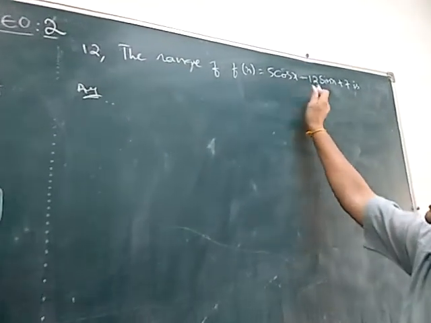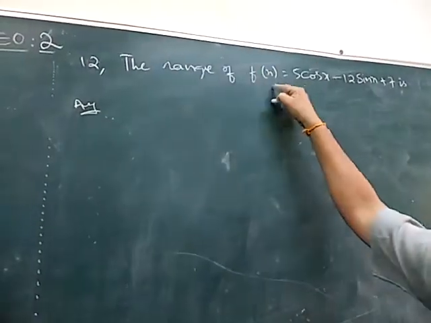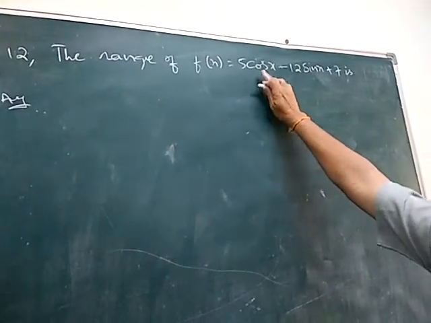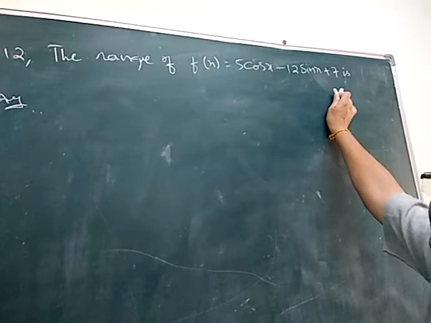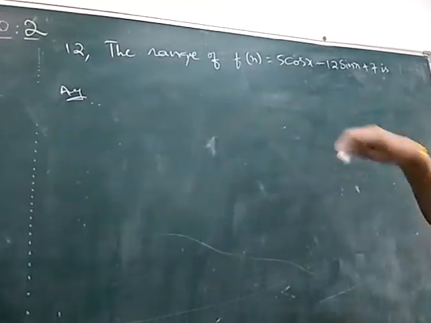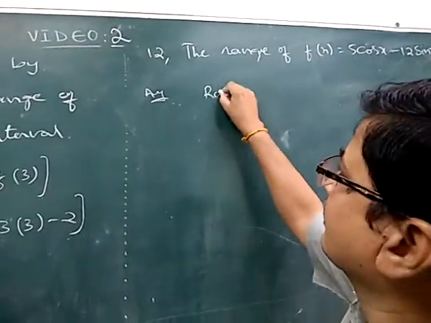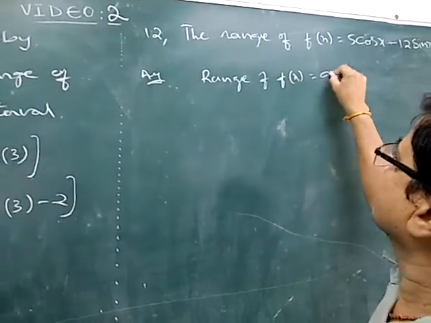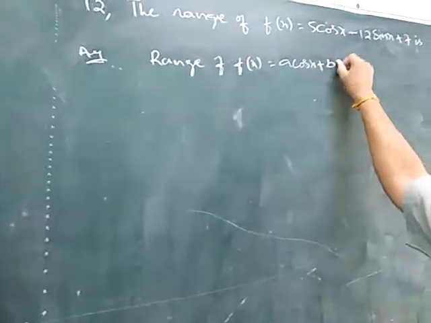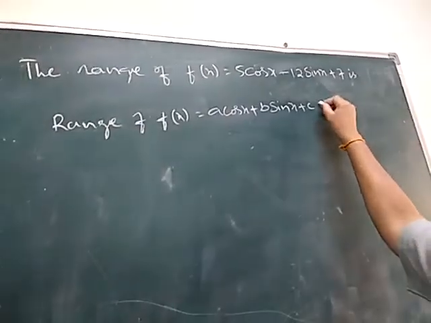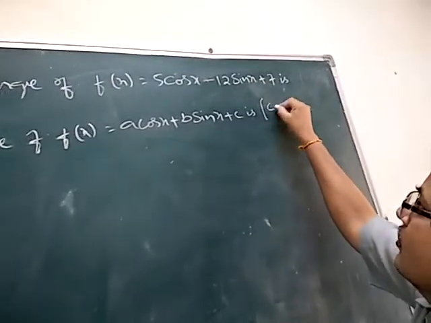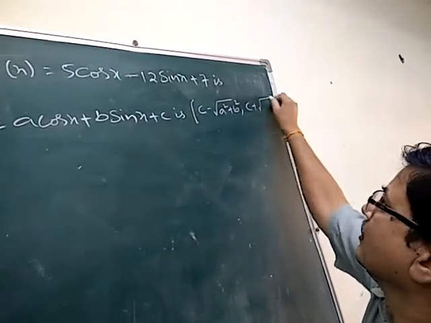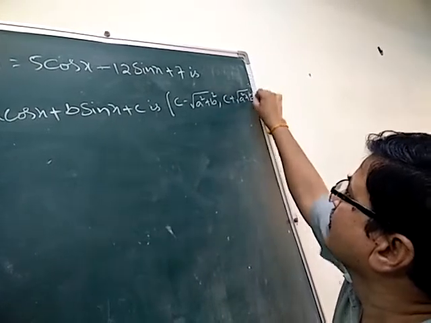We want to find the range of f of x. So here it is of the form a cos x plus b sin x plus c. So the range of the function f of x is equal to a cos x plus b sin x plus c is c minus root of a square plus b square comma c plus root of a square plus b square.